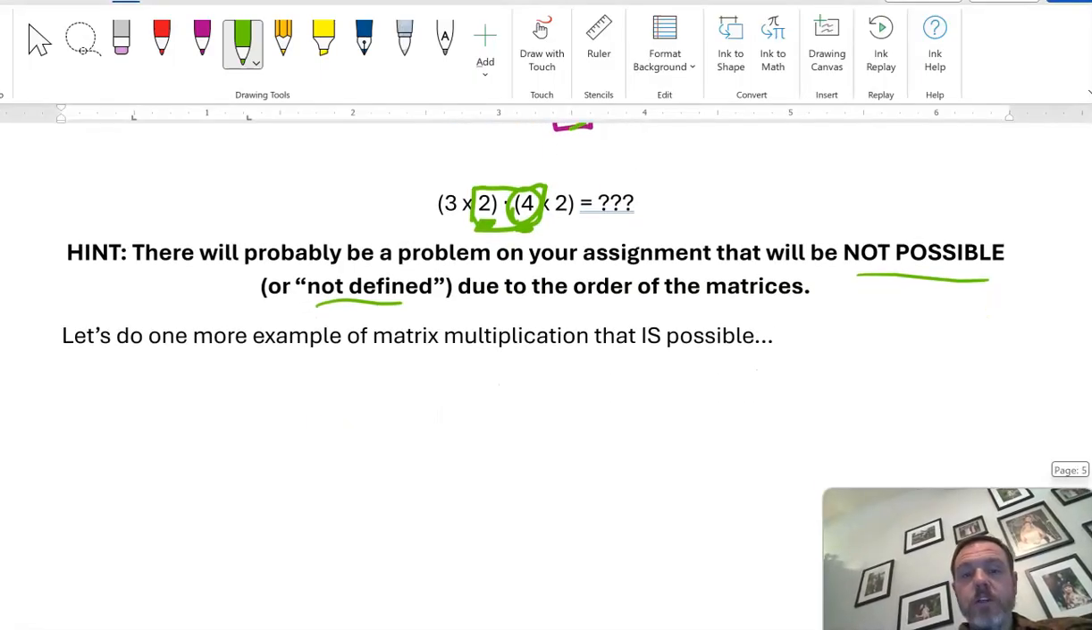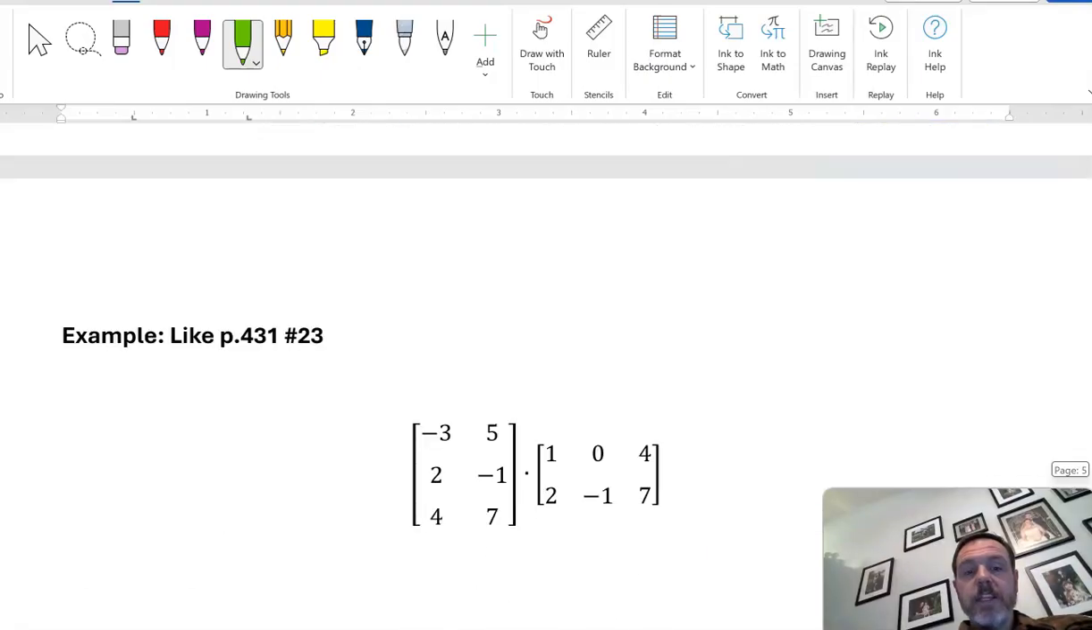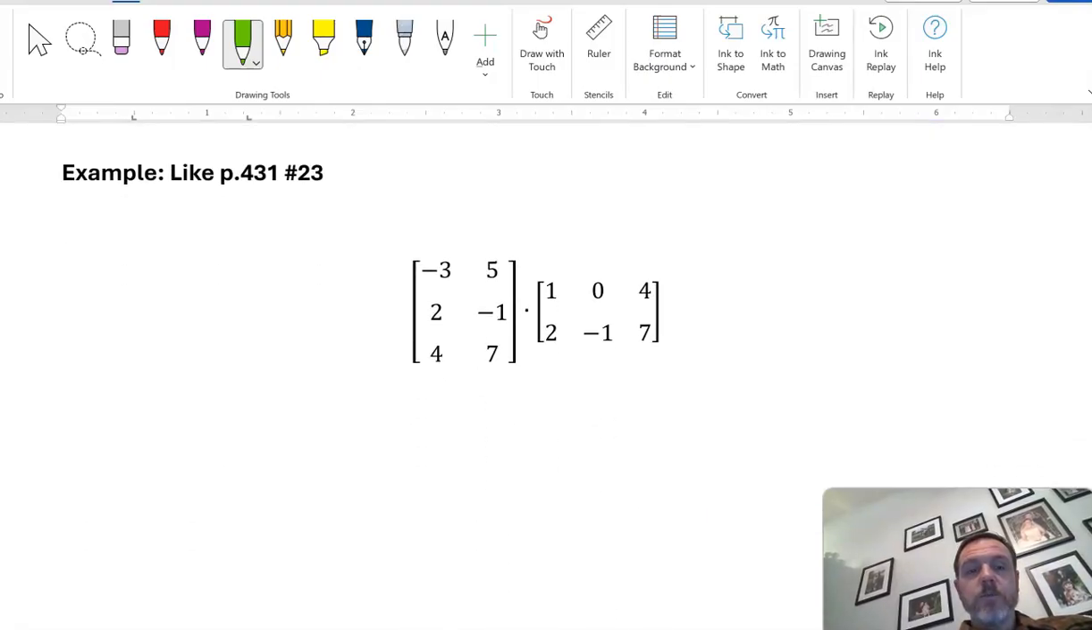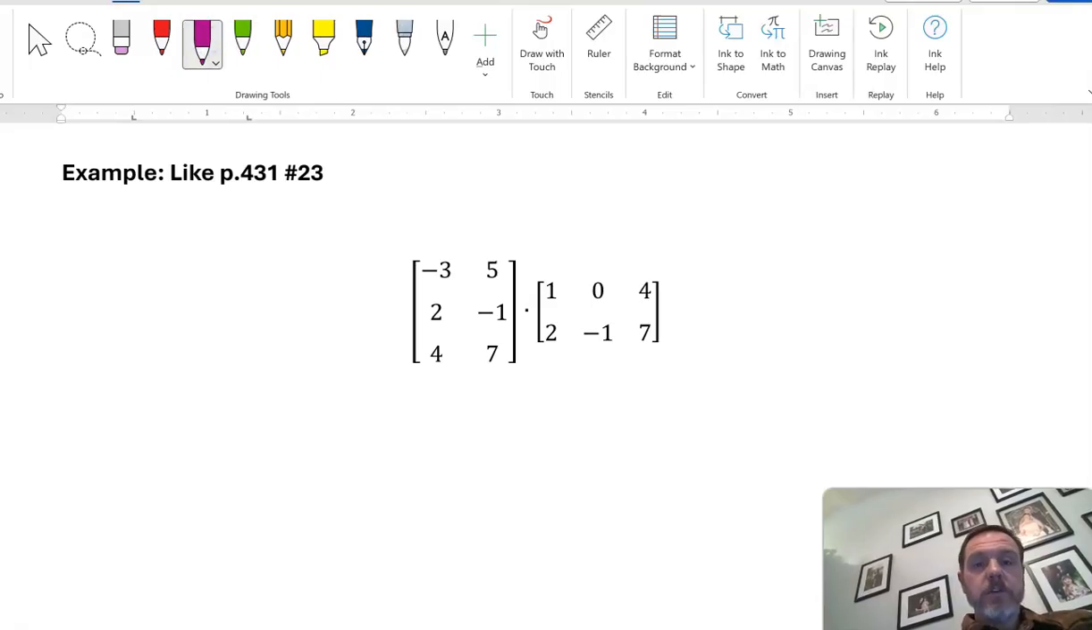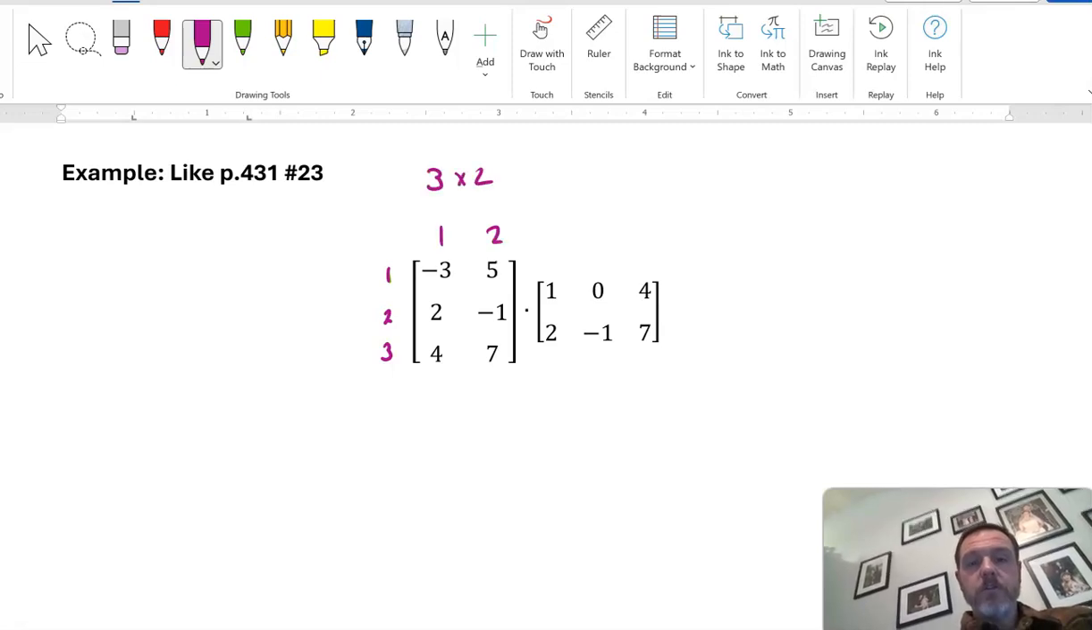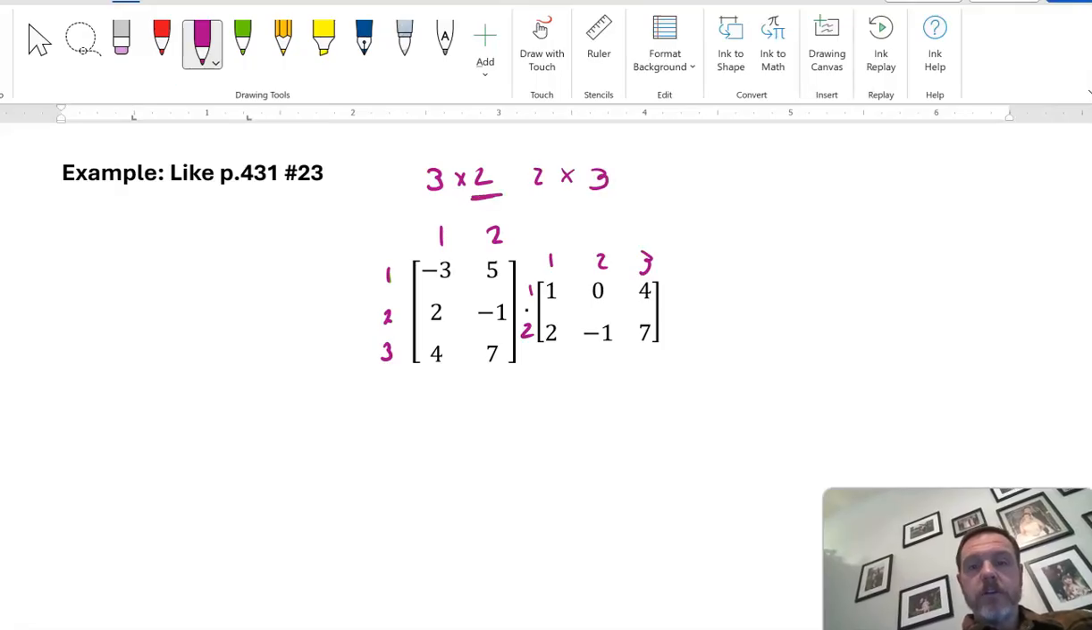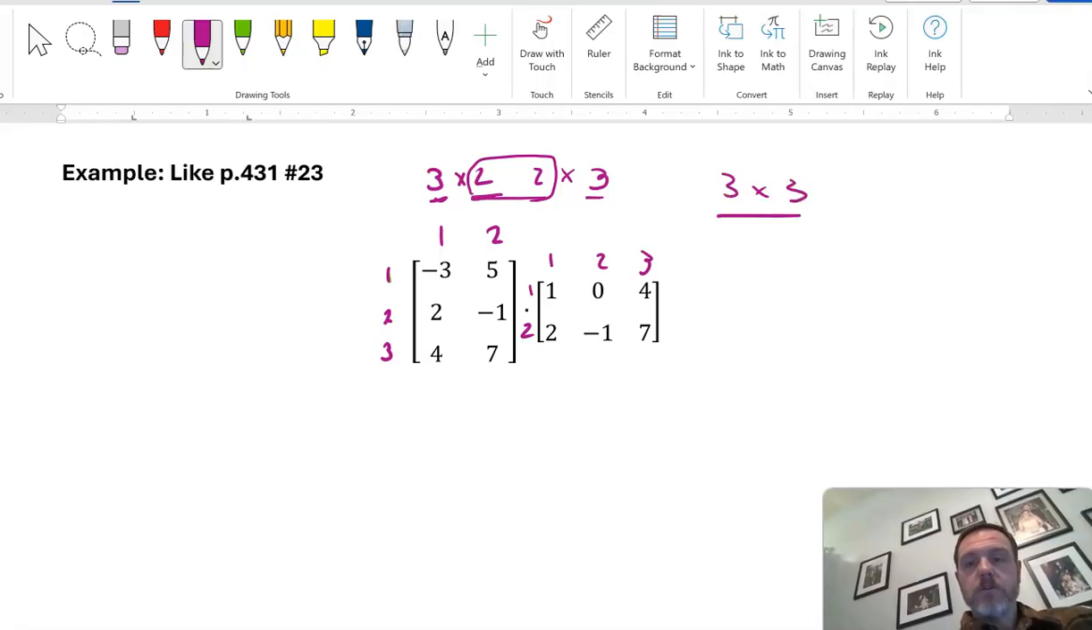All right, so let's do one more example of matrix multiplication that is possible. This one is possible because I can see what we got here. We got a 1, 2, 3 by a 1, 2. So we got a 3 by 2, and I got a 1, 2 by a 1, 2, 3. So 2 by 3, and there it is. Those two match, and I should end up with a 3 by 3. Let's see how this plays out.